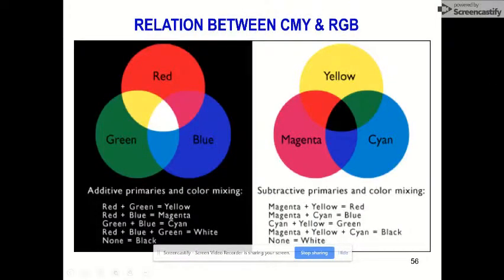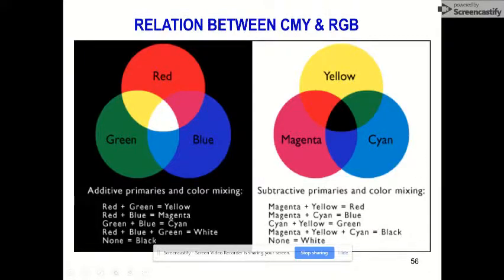Let's see the relation between the CMY and RGB color models. On the left side of the image, you can see the RGB Venn diagram. In this, when you mix all three, red, green, and blue, you get white light. In the absence of red, green, and blue, you will see the dark outside. When you mix red and green, you get yellow. When you mix green and blue, you get cyan. When you mix red and blue, you get magenta.